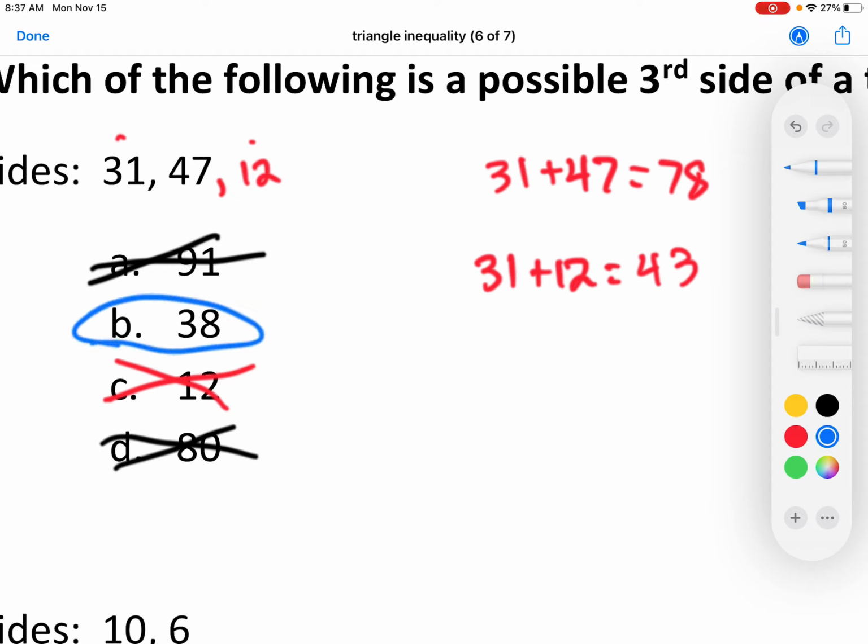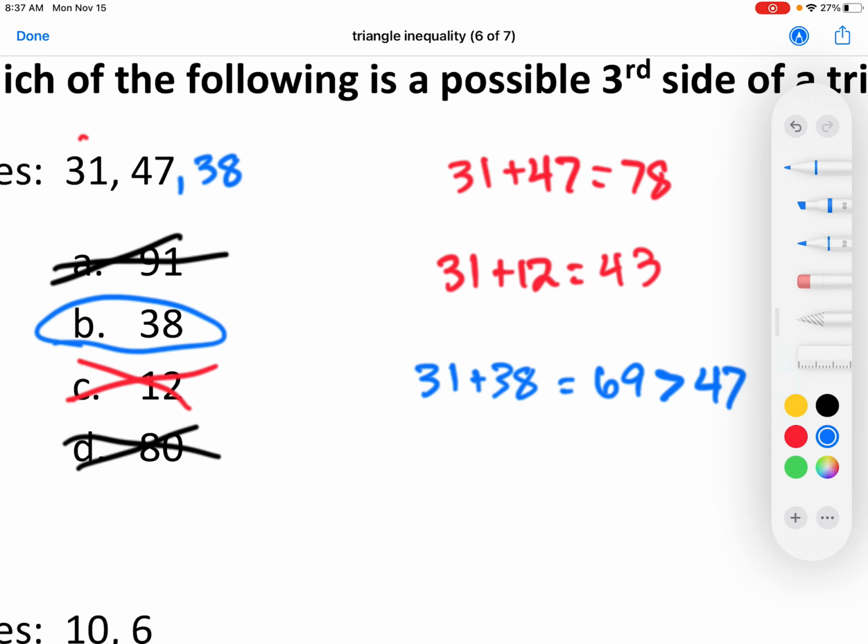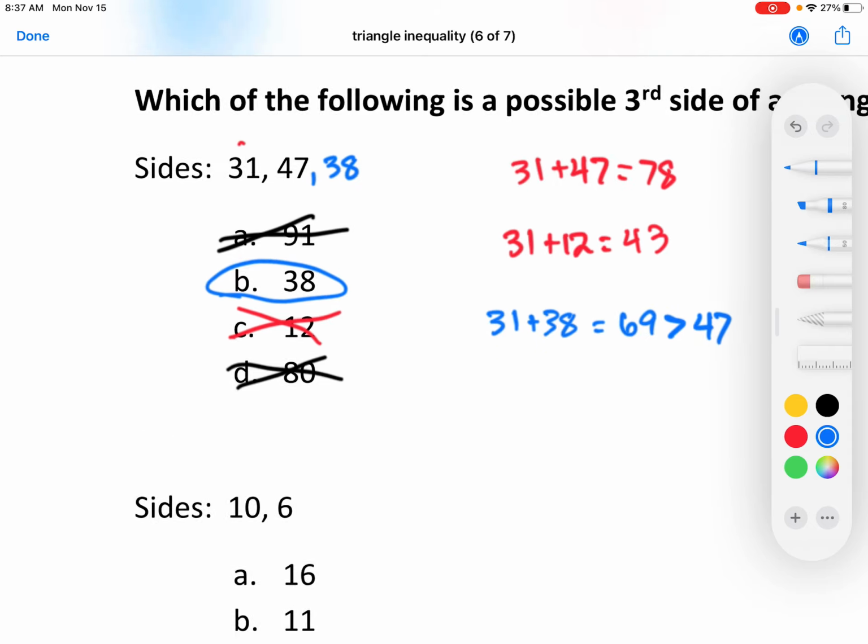And look at what happens if we had 31, 47, and 38. We would take 31 plus 38. That's 69, which is definitely greater than 47. So that's how we know that one works, because those two added together are more than the third one. All right, so our answer choice has to be B.